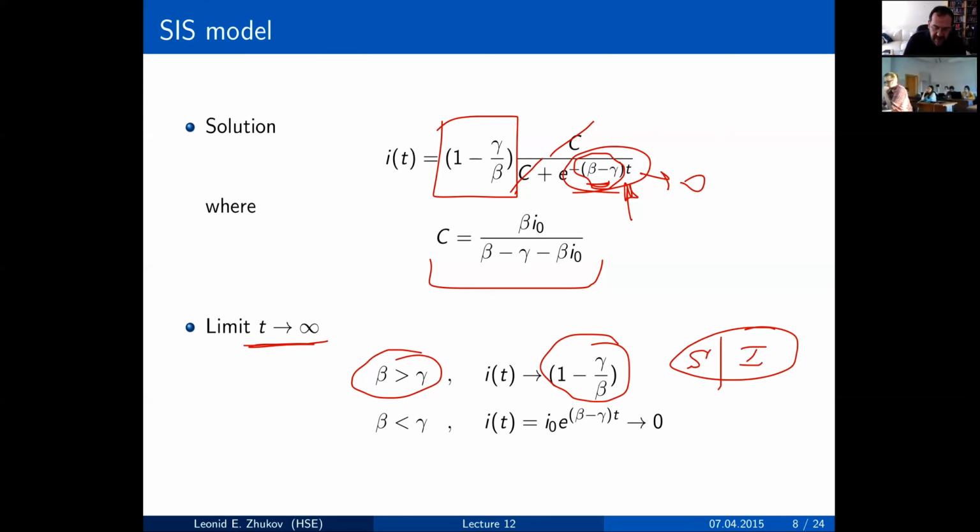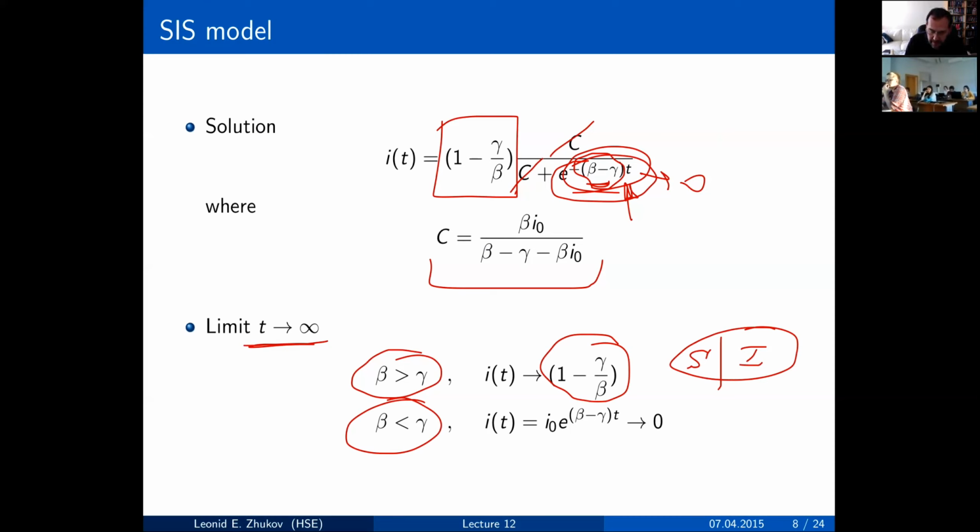The situation is different when beta is less than gamma. When beta is less than gamma, you cannot analyze it that way. This number will not be small. Actually, when time goes to infinity and beta is less than gamma, this will be the dominating term.